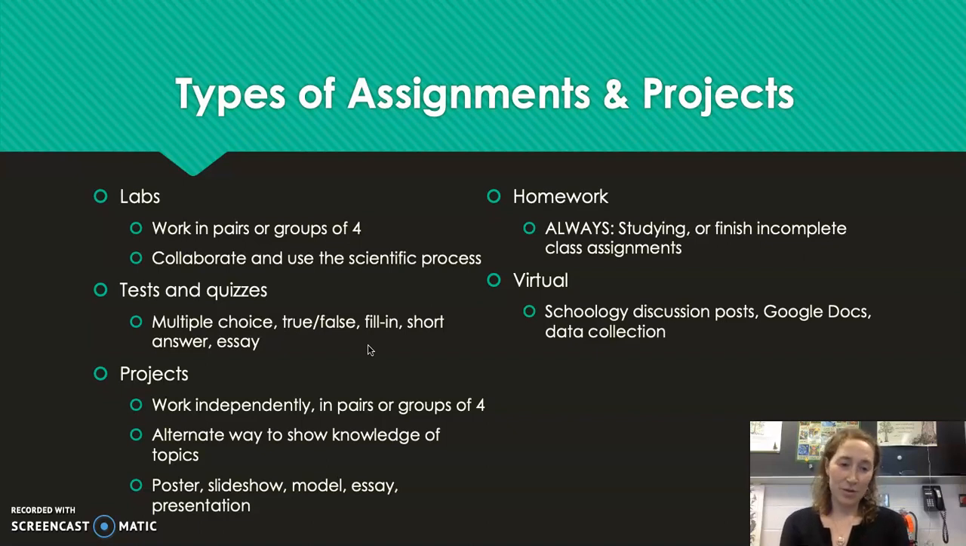Projects, I really enjoy projects. Sometimes they're independent, sometimes students work in pairs or even in a larger group of 4. And I enjoy these because they provide students with an alternate way of showing their knowledge on a topic. So for example, we did a really neat poster project as a group.